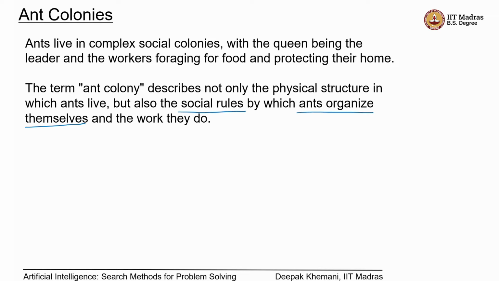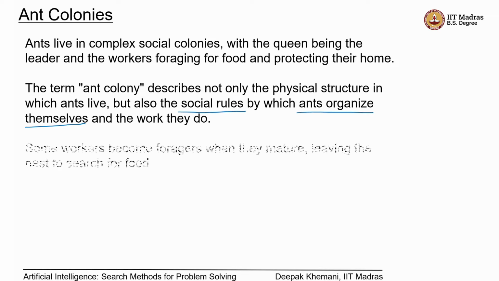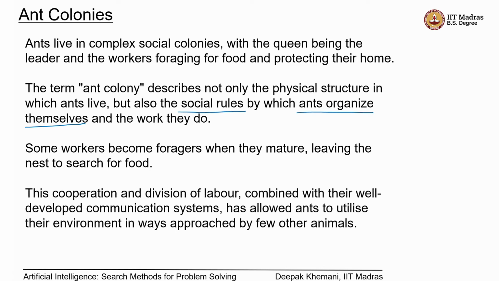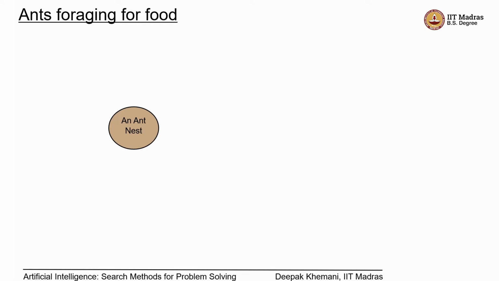Basically, they work in a very cooperative fashion. Some workers become foragers; when they mature, they leave the nest in search of food and bring it back. That's how the ant colony grows. This cooperation and division of labor, combined with their well developed communication systems, which is what we want to look at, has allowed ants to utilize their environment in ways approached by few other animals. Here is a small illustration of what ants do. They are looking for food.